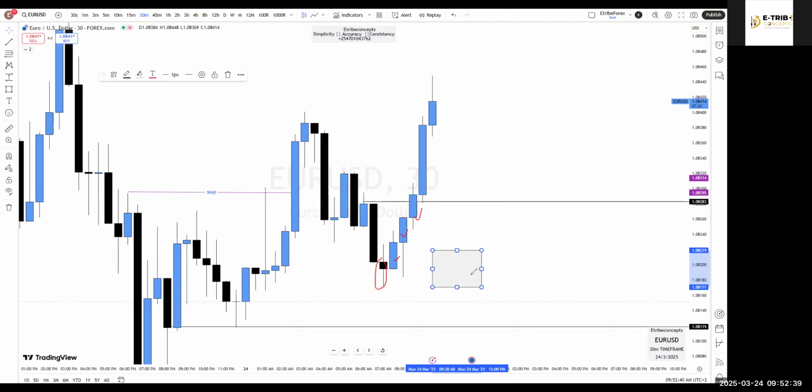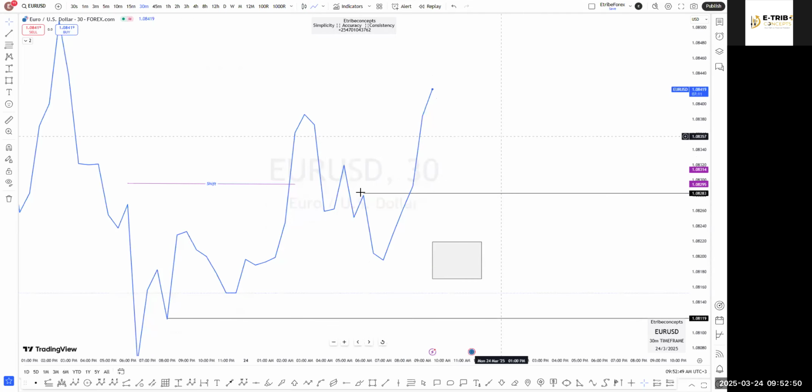Now, when you go to the line graph, we could use these. We can use our entry based on flips. And let me show you. So we can consider this flip.